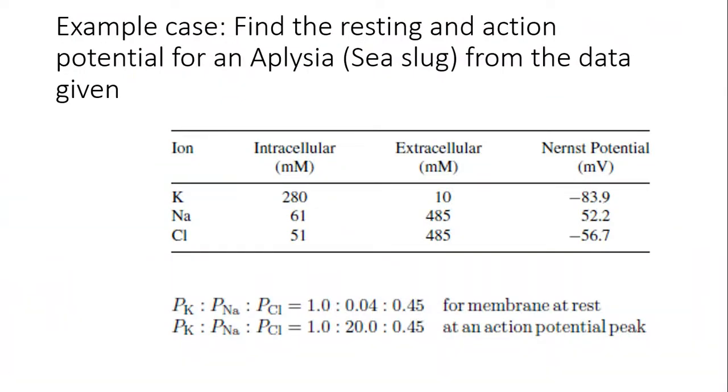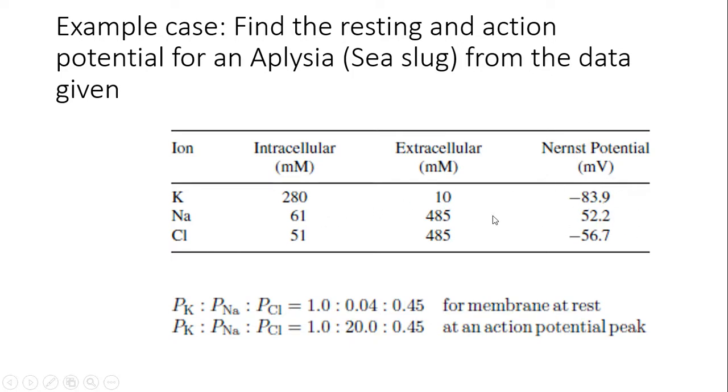Now let us try to solve one problem using the GHK equation. Find the resting and action potential for an Aplysia, which is a sea slug species, from the data given. Different ions are given, potassium, sodium, and chloride, with intracellular and extracellular concentrations also given. These are just for the sake of understanding the different Nernst potentials.